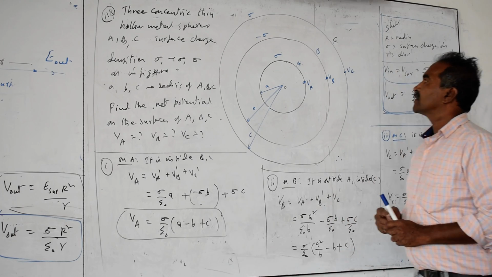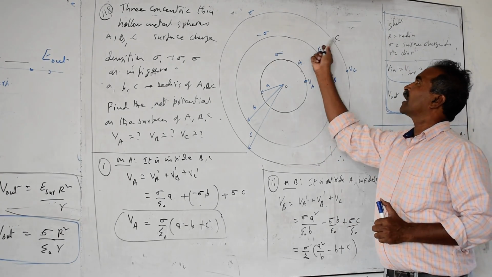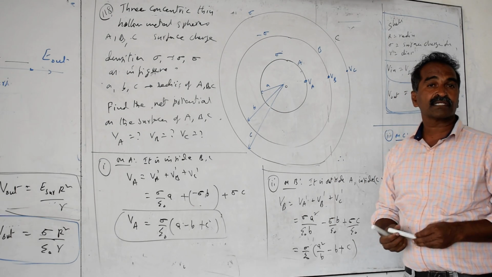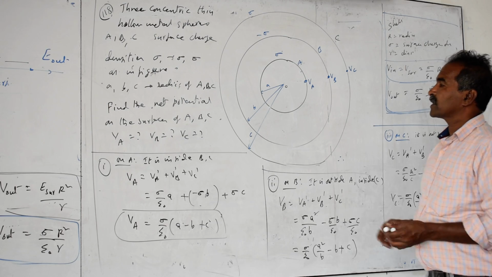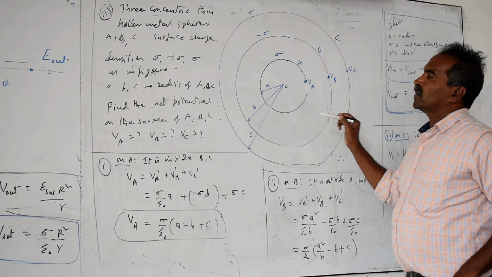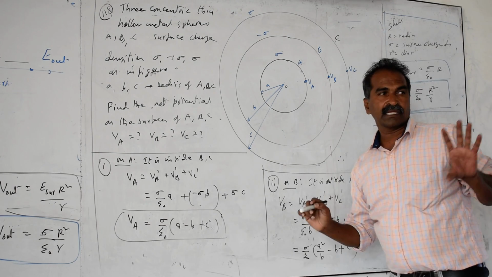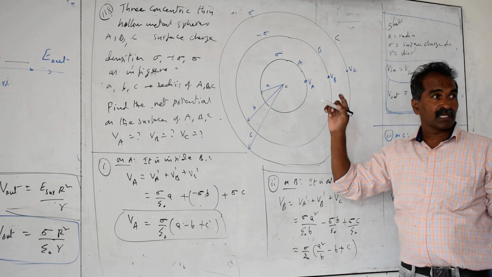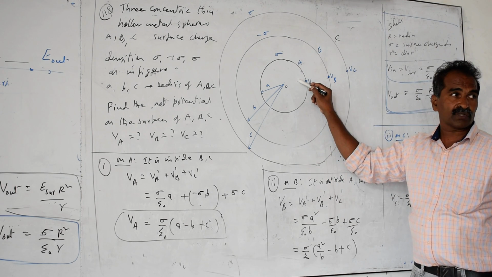The surface charge density is sigma on A, minus sigma on B, and plus sigma on C. You are asked to answer in terms of sigma only. What is required is to find the potentials on the surfaces A, B, C. On A, there is the effect of the three charges: potential is there because of A, because of B, and because of C, and we need to consider all of them.